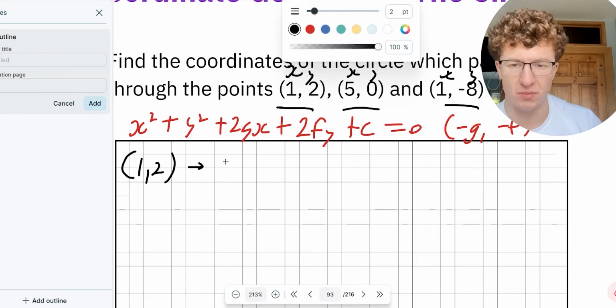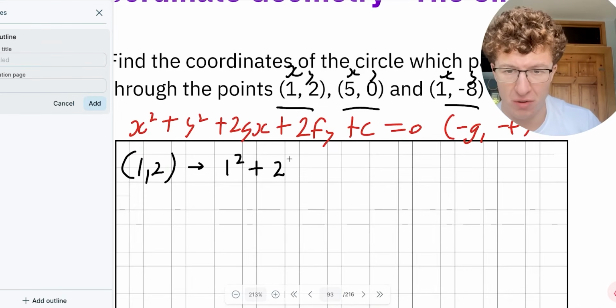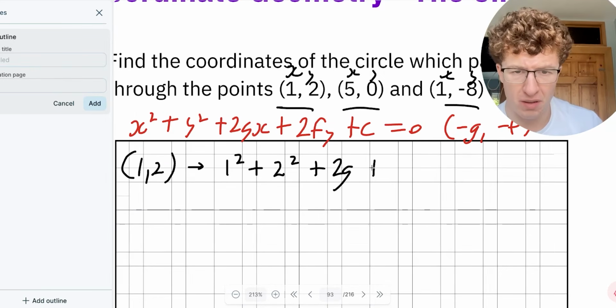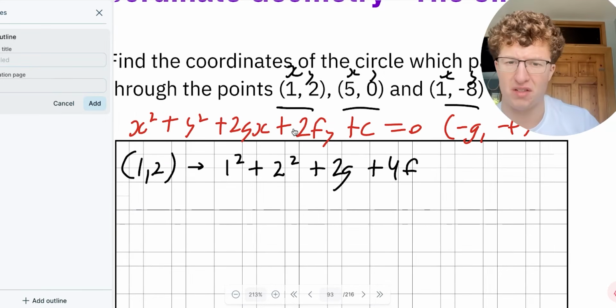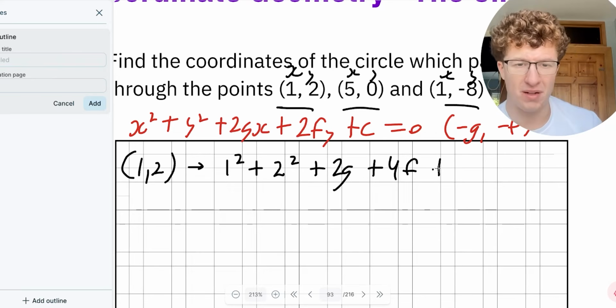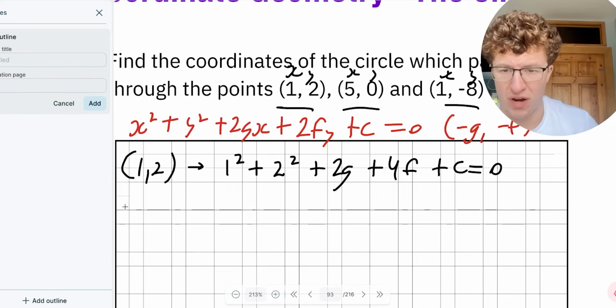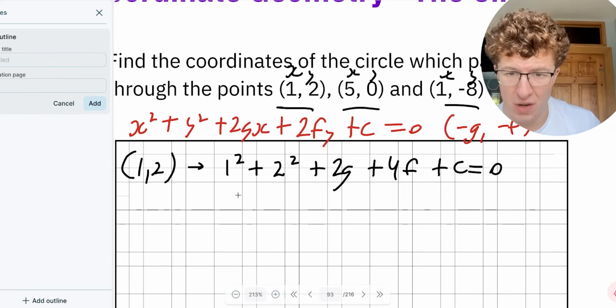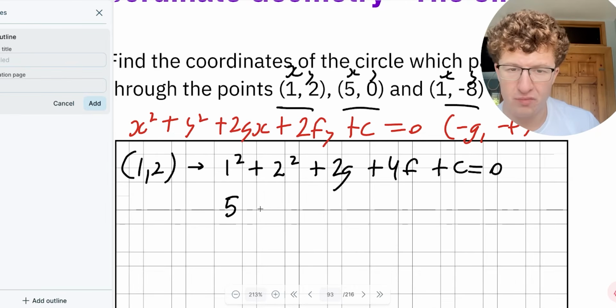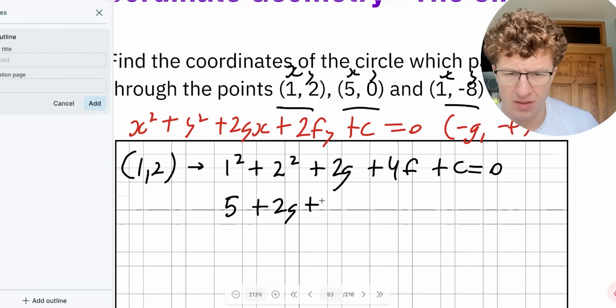So 1, 2. 1 squared plus 2 squared plus 2g because x is just 1, plus 4f because the y is 2 and 2 times 2 is 4, plus c is equal to 0. So that's our first equation. Well, actually, we can simplify this. We can write this as 5 plus 2g plus 4f plus c is equal to 0.